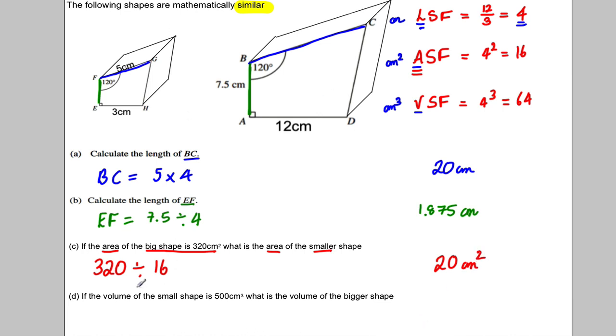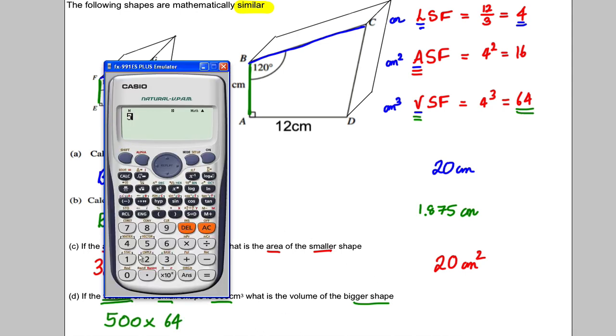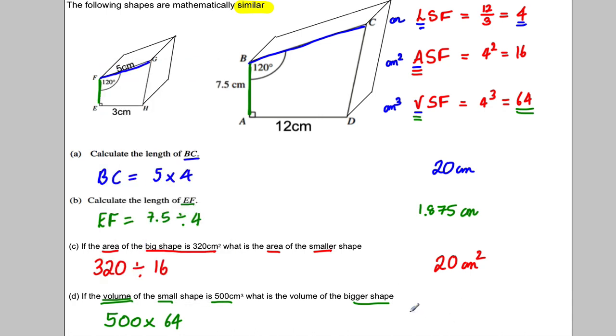And lastly, we're asked this time about the volume. So obviously we're going to use the volume scale factor, right? We're given the volume of the small is 500. We're asked for the volume of the big. To go from small to big, you multiply. So we're going to take the 500 and multiply it by the volume scale factor, which is 64. So calculate it out. 500 multiplied by 64 is equal to 32,000. Again, make sure we get the units right. Because it's volume, it's centimeters cubed.